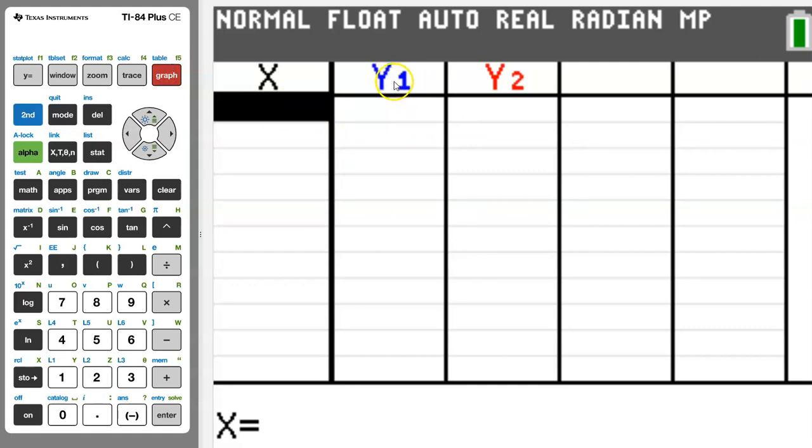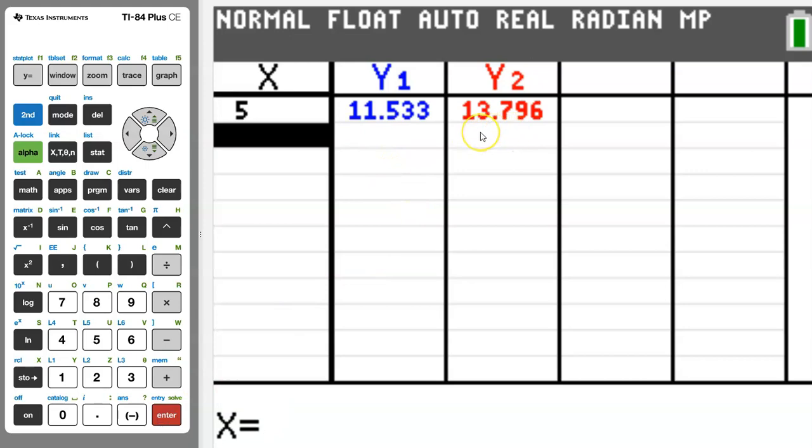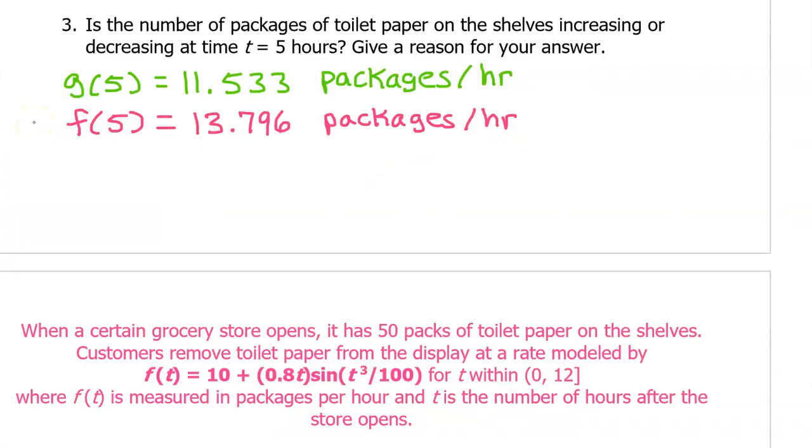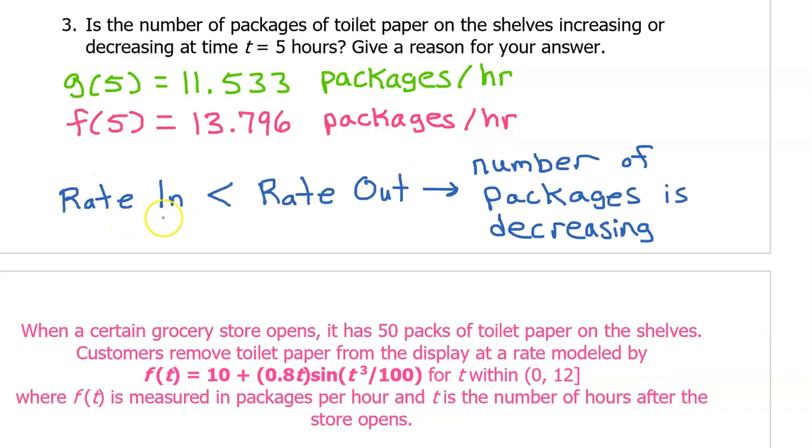Remember that the rate in is typed into y1, that's g of t. The rate out is typed into y2, that's f of t. We can evaluate both of them at time t equals 5 by simply typing in the number 5 and hitting enter. So we have found that at time t equals 5 hours, the rate in is 11.533 packages per hour, while the rate out is 13.796 packages per hour.